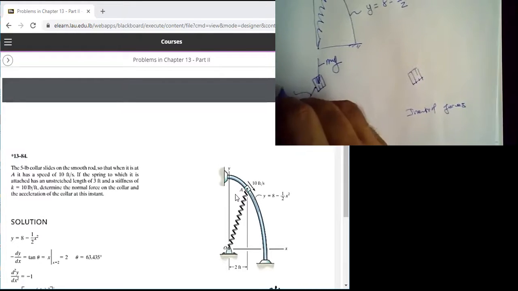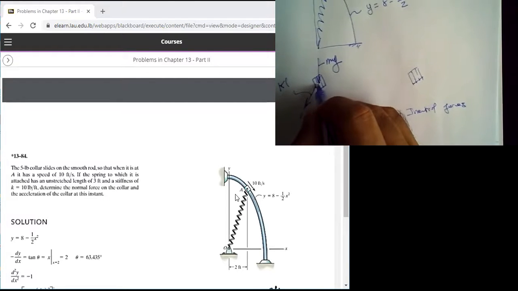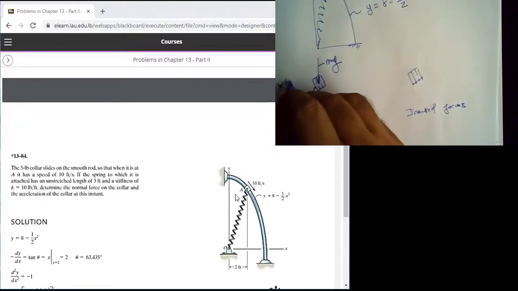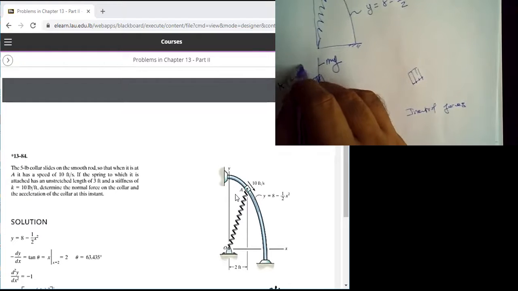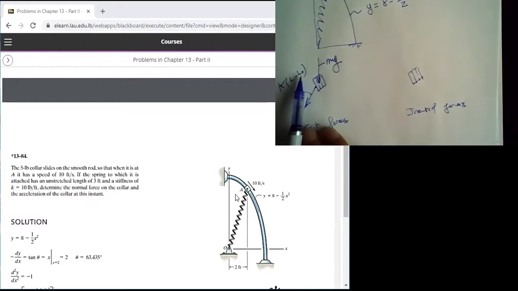K times L? I don't know, I forgot. Delta L. Wait. If you stretch it, right? If L is greater than L0, so it will be K(L minus L0). What is K here? They gave us the free length of the spring, right? Yes. 3 feet, right? So if L is greater than L0, then this guy is going to be in tension. We're good, right?